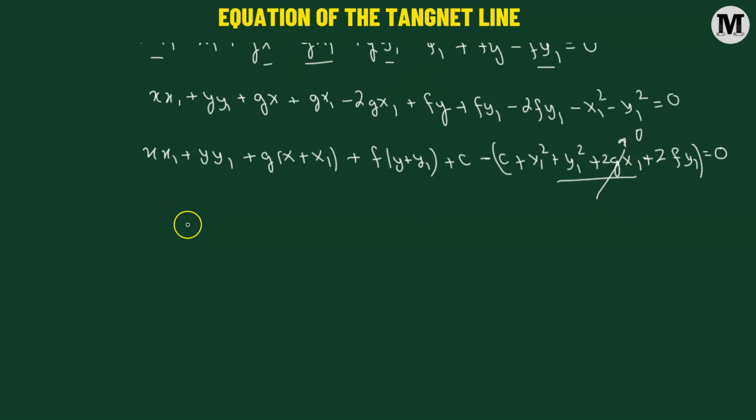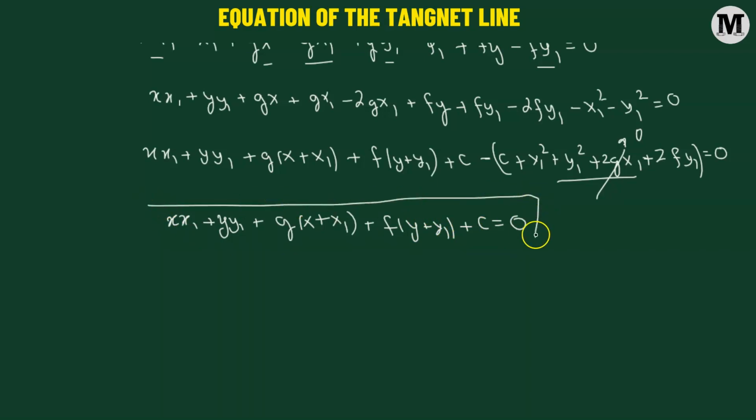So we are finally left with the equation of the tangent: x times x1 plus y times y1 plus g times x plus x1, added to f times y plus y1, plus c equals 0. And this is going to be the equation of the tangent line, which is tangent to the circle at point P. And we've used the general equation of the circle, and this is also referred to as the point form of the tangent line.